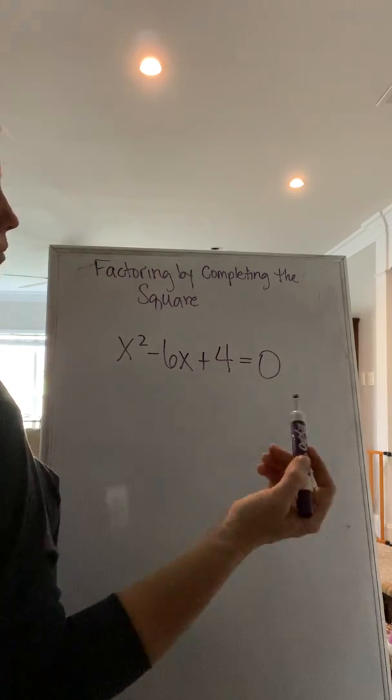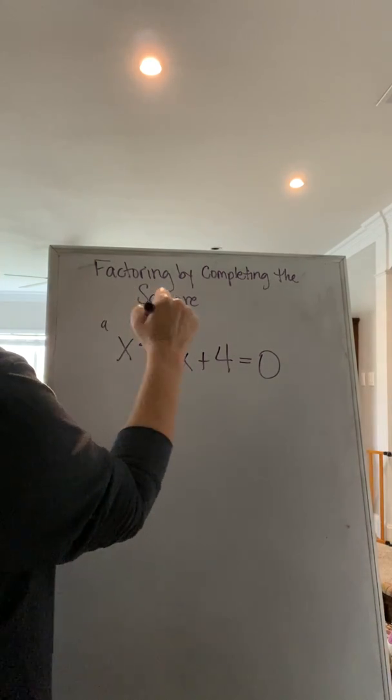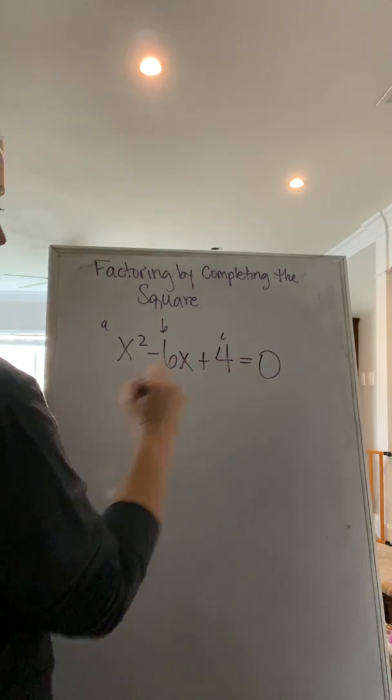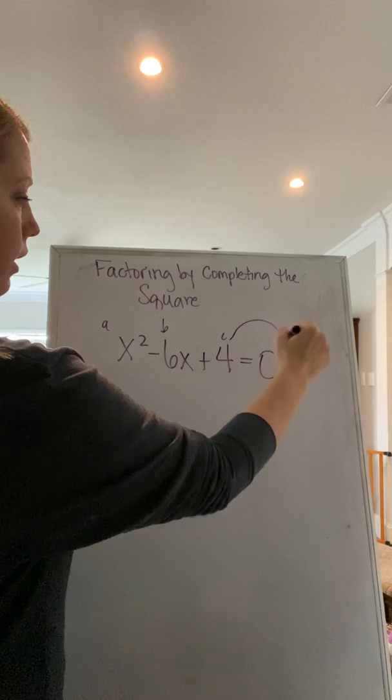So now I have to say, I got to complete the square. So remember, this is A, this is B, and this is C. Okay, so now I'm going to move C over here. And how I'm going to move C?